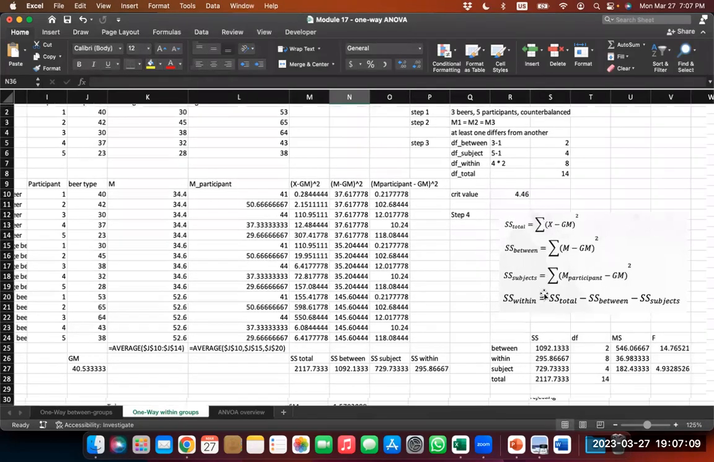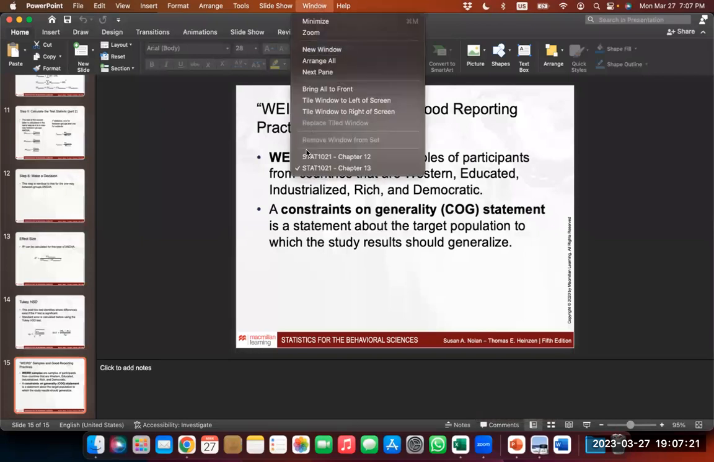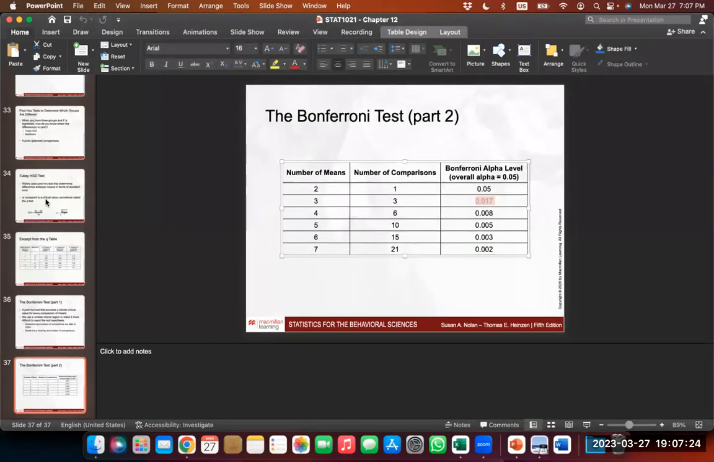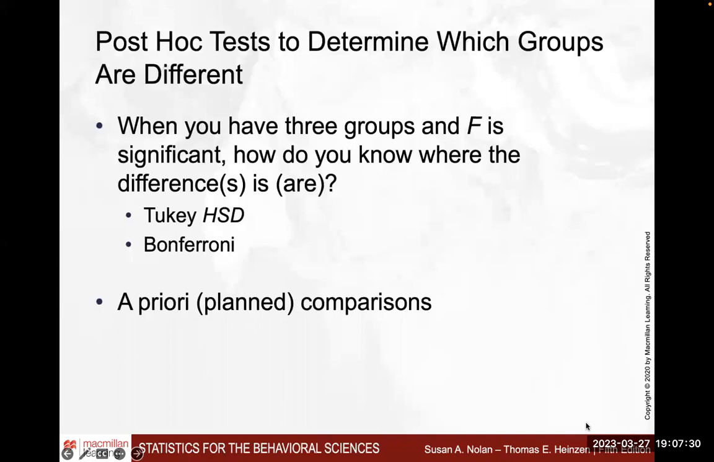So you do first the ANOVA, you fill out the table, and once you have the source table completed, you get your F. If you're rejecting the null hypothesis of the ANOVA, and you find that there is a significant difference in your ANOVA, you will resort to post-hoc tests. So there are two reasons why you would do a post-hoc test, which can be either a Bonferroni or a Tukey.